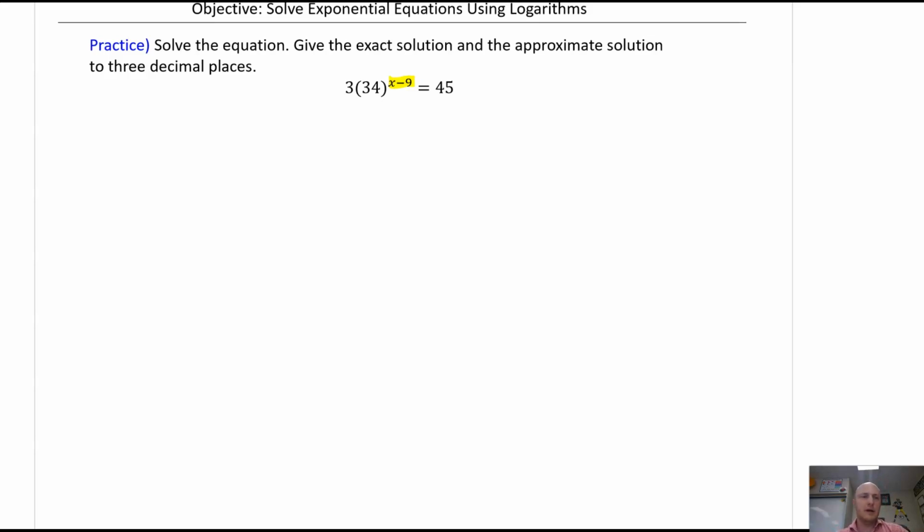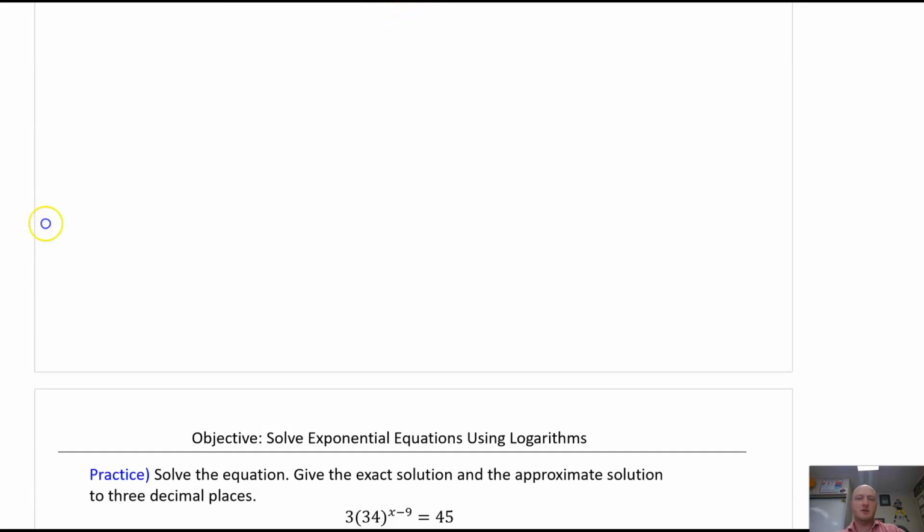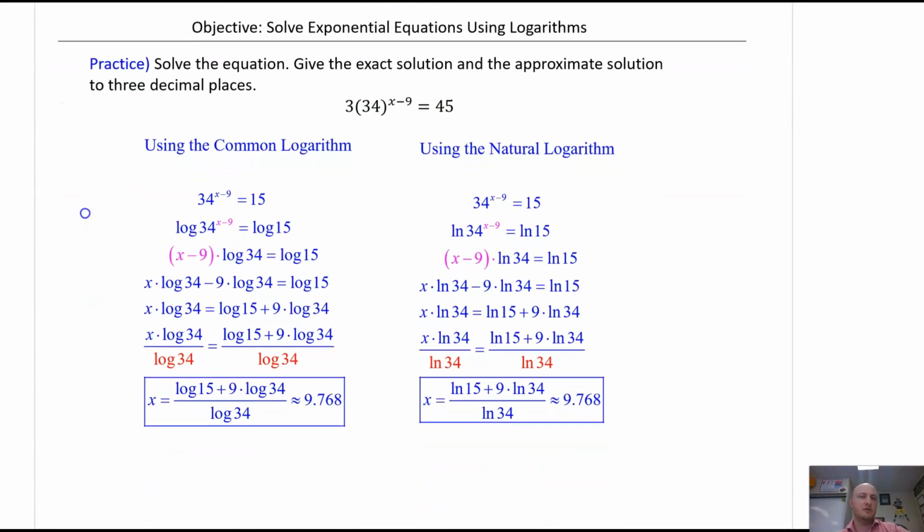All right, hopefully you paused this one and tried it. Here is the solution. So divide by 3. Then take a logarithm of each side to bring down the x minus 9, and you need to distribute. That's why that x minus 9, very important. Put that in parentheses. So we'll distribute that. You add the 9 log of 34 to the other side, and then you will divide by log of 34, giving you approximately 9.768.